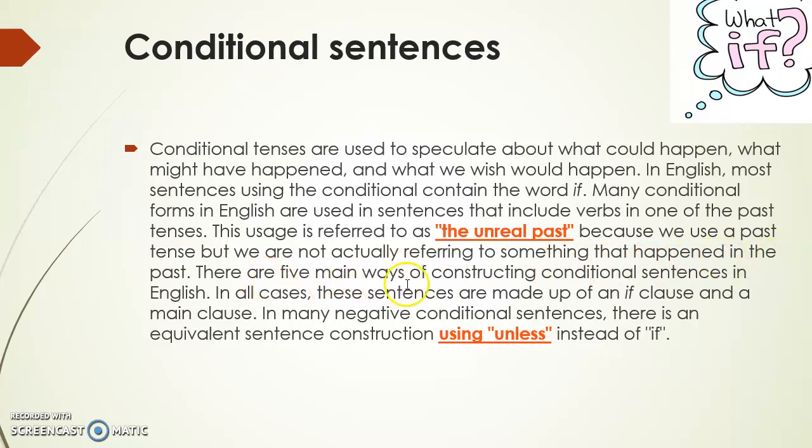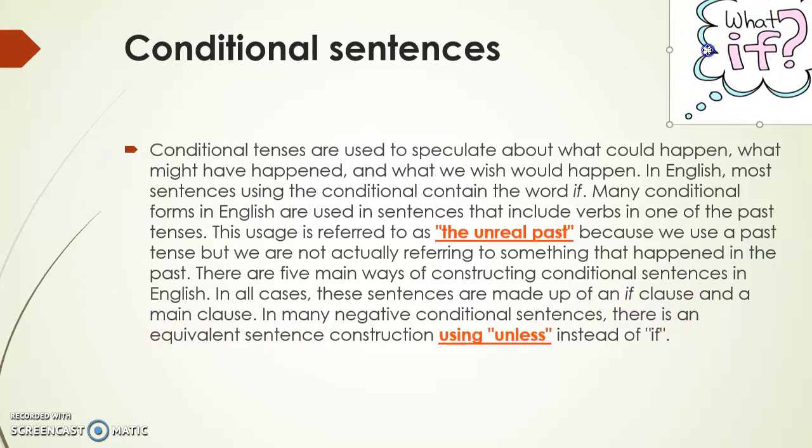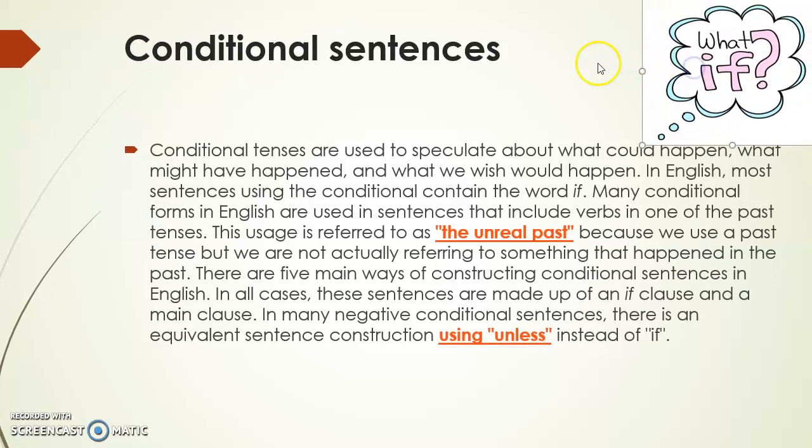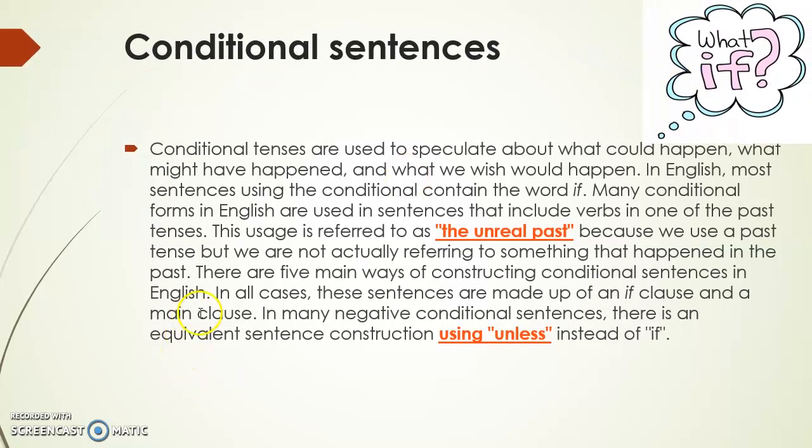There are five main ways of constructing conditional sentences in English. In all cases, these sentences are made up of an if clause and a main clause. In many negative conditional sentences, there is an equivalent sentence construction using unless instead of if. Sometimes we use unless in place of if.